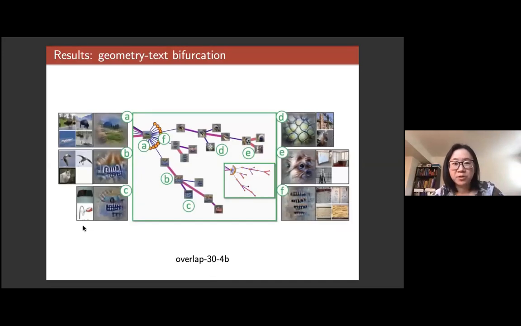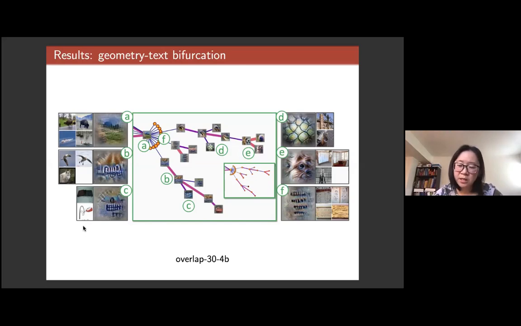There is also the geometry and text one, which is interesting as well. Of course, you are going to see some noise in this case. Sometimes an animal picture will jump in there. But for the branching, one branch if you follow D, E, and F, the other branch if you follow A, B, and C, this is what we call the geometry-text bifurcation. For example, if you look at the F cluster, even though the feature visualization is kind of futuristic and we don't know what it is, if you look at each of the individual images, they are essentially things like menus. So there is actually text in those images, versus the other one, which has more geometric information.